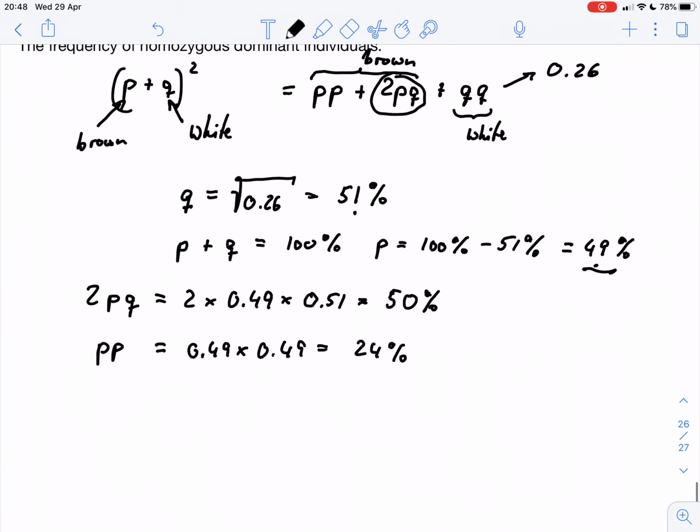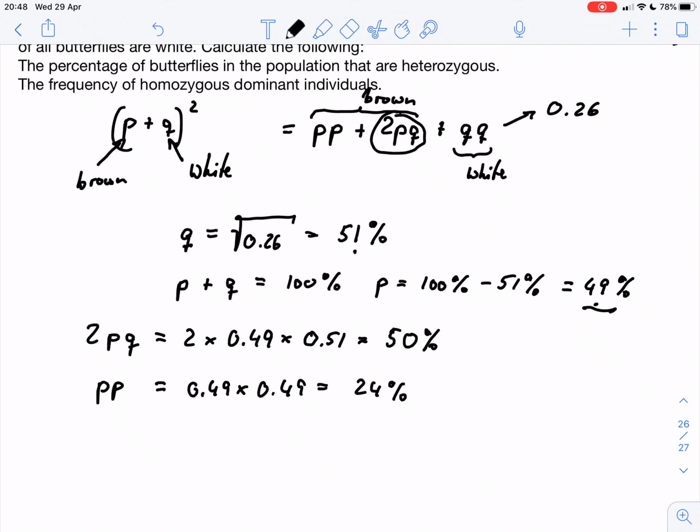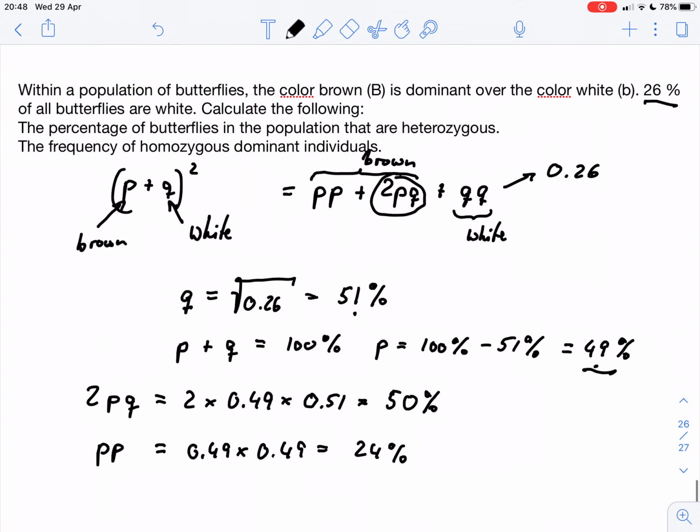So what we have for this is we have our homozygote dominant are 24%, our heterozygotes are roughly 50%, and our white homozygotes are 26%. And we can do a quick check. 24 plus 50 plus 26 gives us 100%. From this we know that we have done everything right. So I hope this makes sense, and thank you very much for watching.